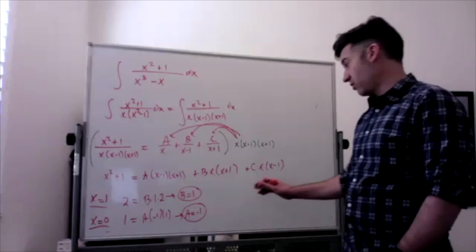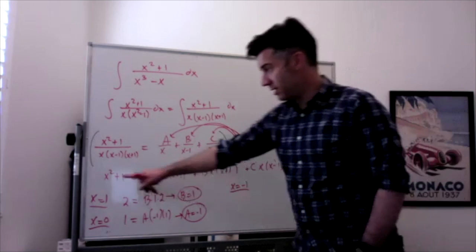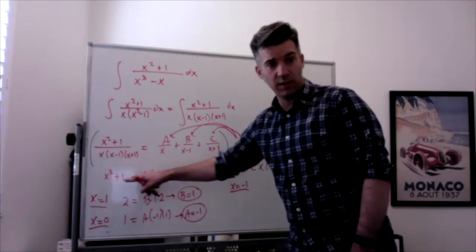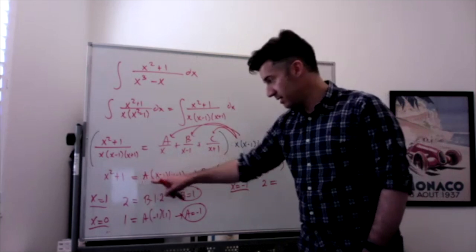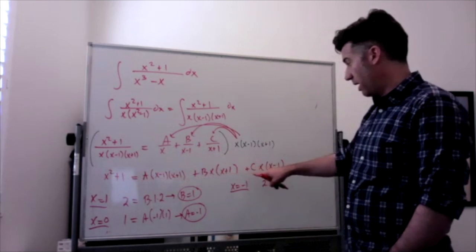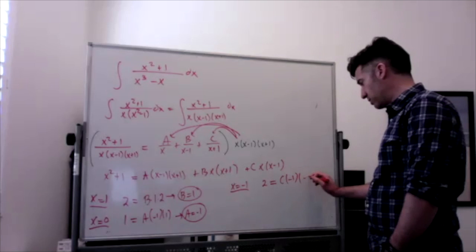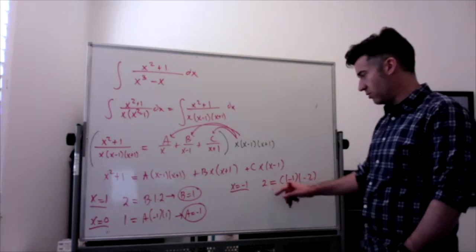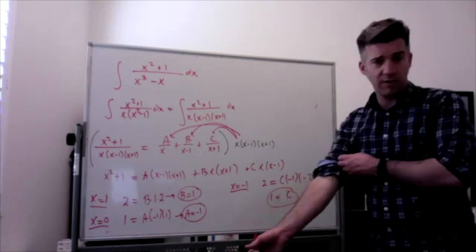All right, and then picking the third convenient value, x equal to negative 1. I get negative 1 squared, so still 1 plus 1 is 2. On the right side, a times that's going to be 0. B times that's going to be 0. And c times negative 1 times negative 1 minus 1, which is negative 2. So I get 2c equal to 2, so c is equal to 1. Great, that turned out pretty well, actually.